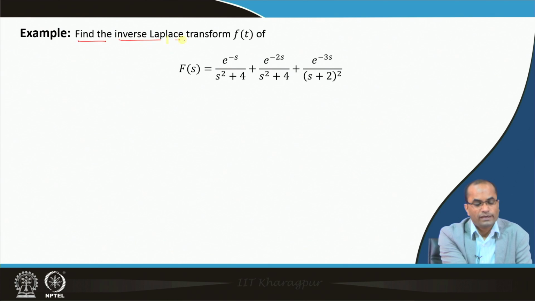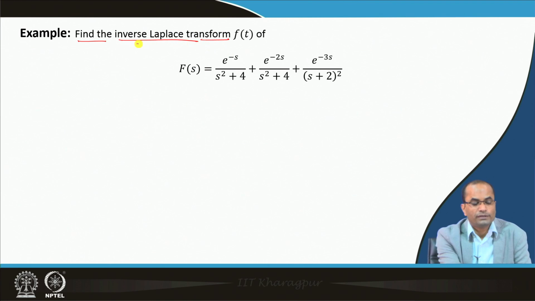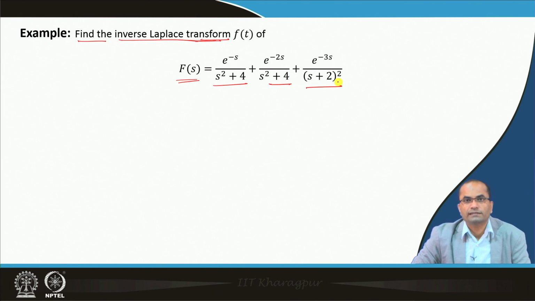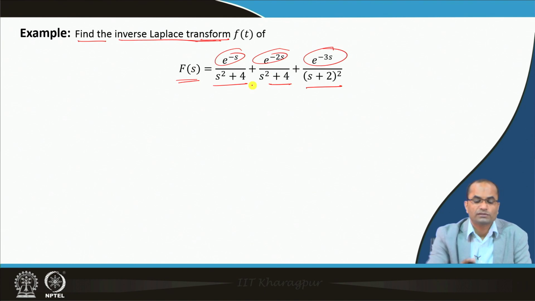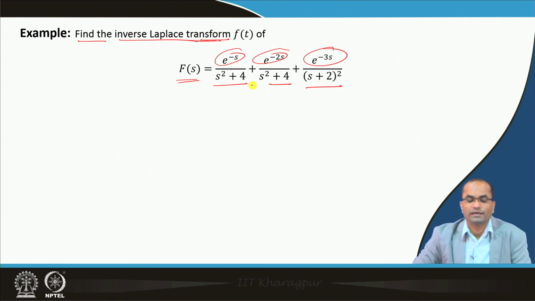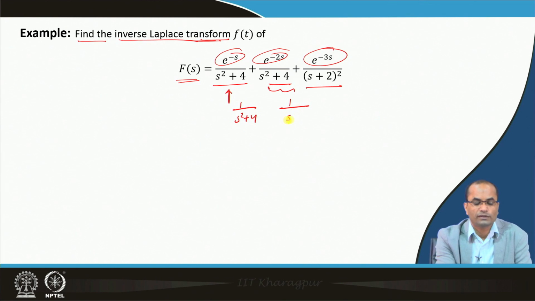One more example, to apply this second shifting property on this inverse Laplace transform. So, we have F(s) = e^(-s)/(s^2+4), e^(-2s)/(s^2+4) and e^(-3s)/(s+2)^2. Because this e^(-s), e^(-2s) or e^(-3s) appears in the multiplication, we will just get the Laplace inverse of 1 over s^2+4 in the first case, and again 1 over s^2+4 here.